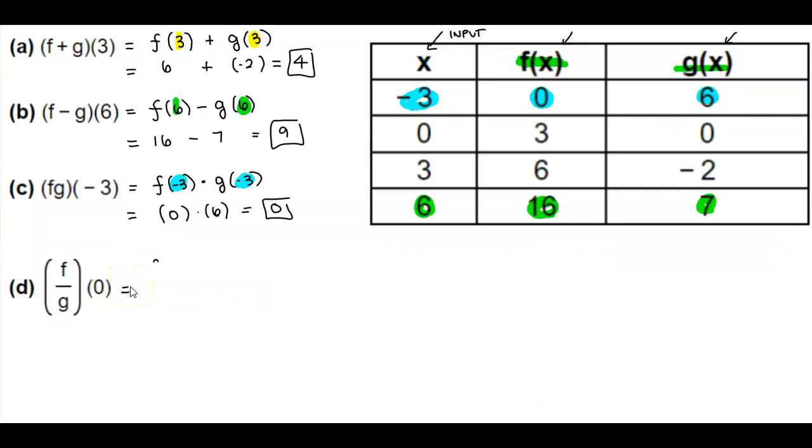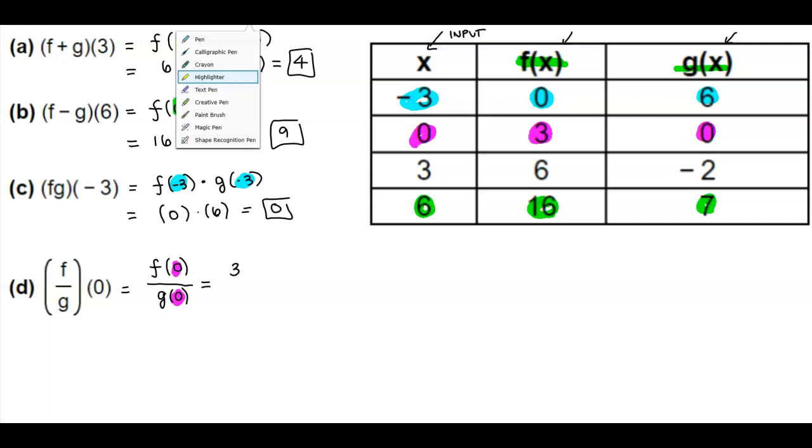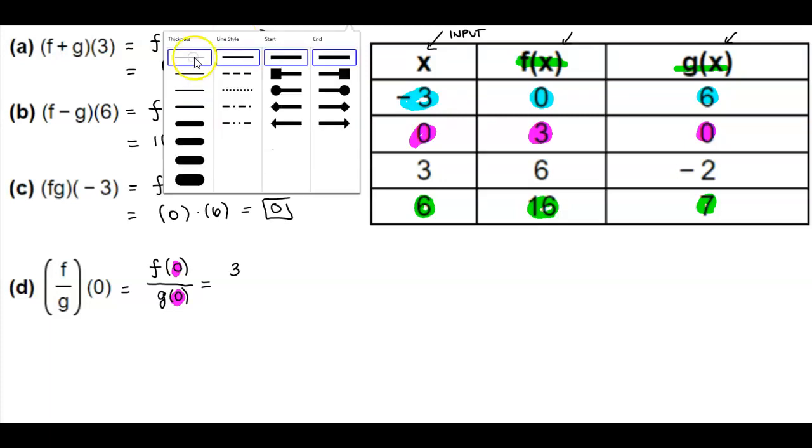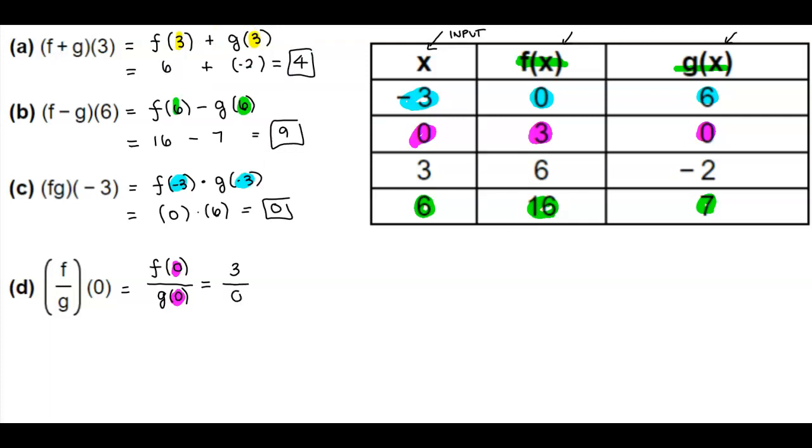Now let's take a look at f divided by g of 0. So the definition states that we have f of 0 divided by g of 0. Okay, so what happens here? So when the input for f is 0, well, the output is 3. And then the input of 0 for g, the output is 0. So that becomes 3 divided by 0.